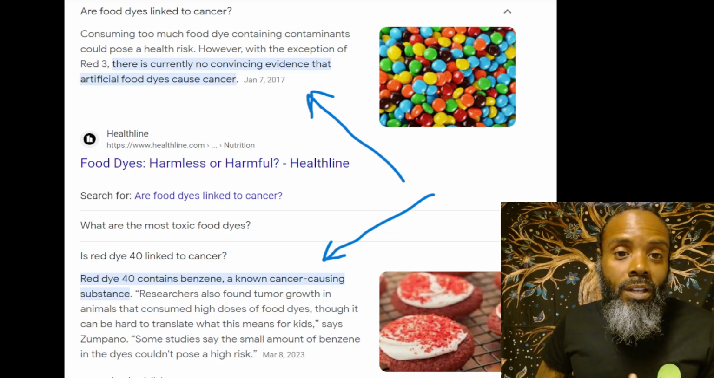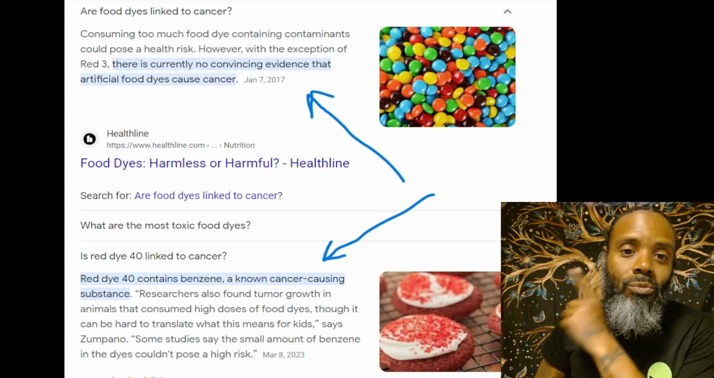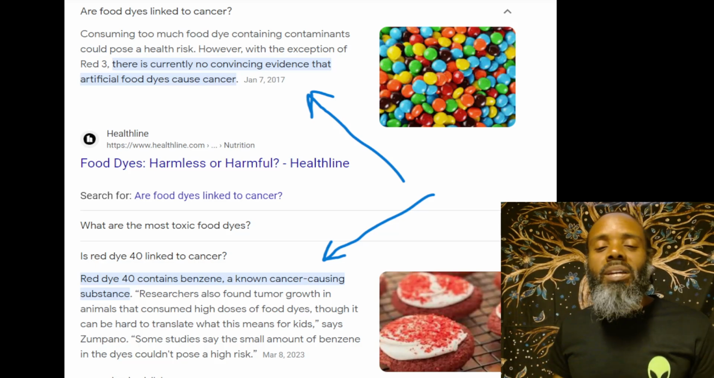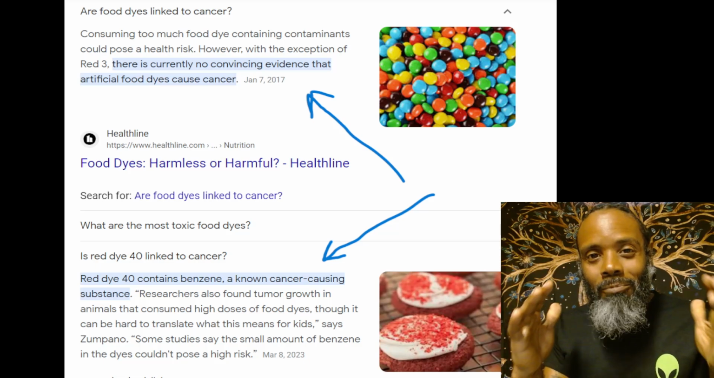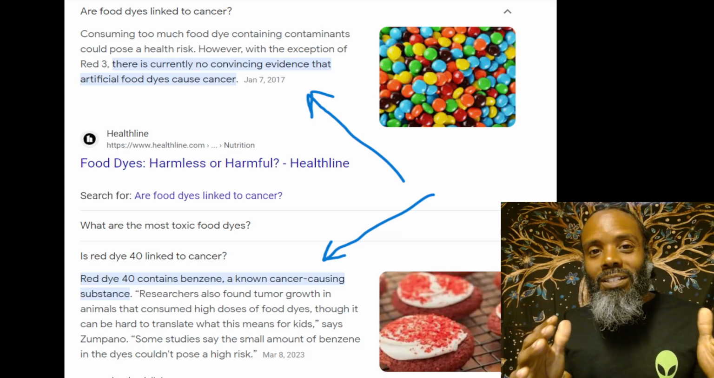Right? So, consuming too much food dye containing contaminants could pose a health risk. However, with the exception of red 3, remember that, there is currently no convincing evidence that artificial food dyes cause cancer. A lot of the information I notice when I'm making these videos and researching is contradictory. I've already demonstrated that. The same post contradicted itself about heart disease and saturated fats, right?